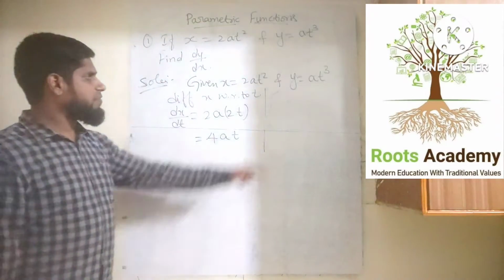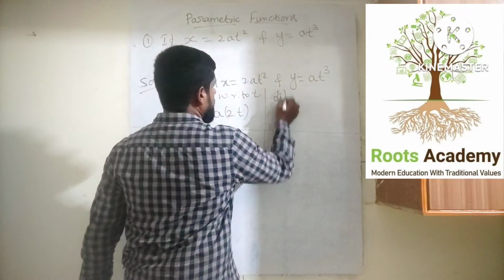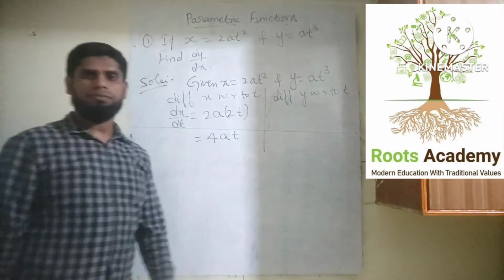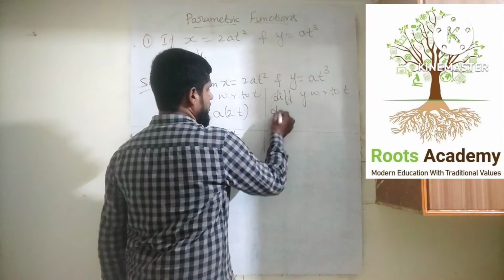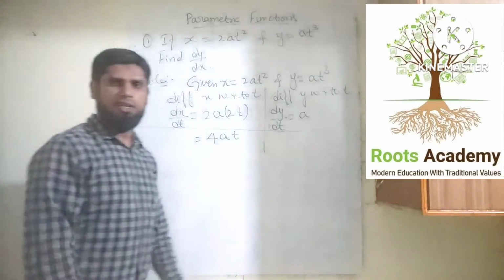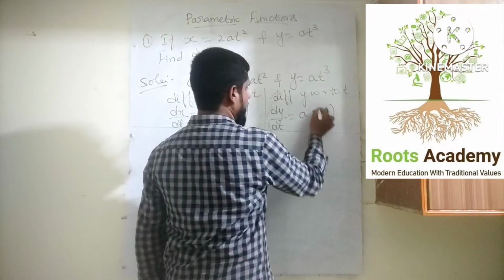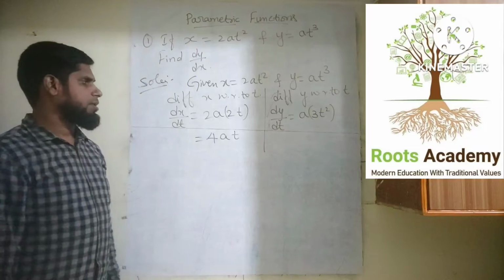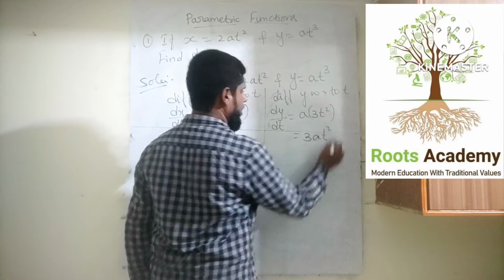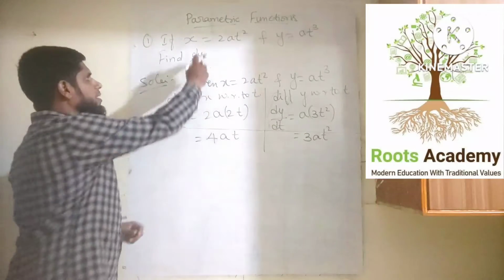Then let us differentiate y also with respect to t. So differentiate y with respect to t. What do we get? We get dy by dt is equal to a is the coefficient, as it is, derivative of t cube is 3t square. So finally this will be 3at square.